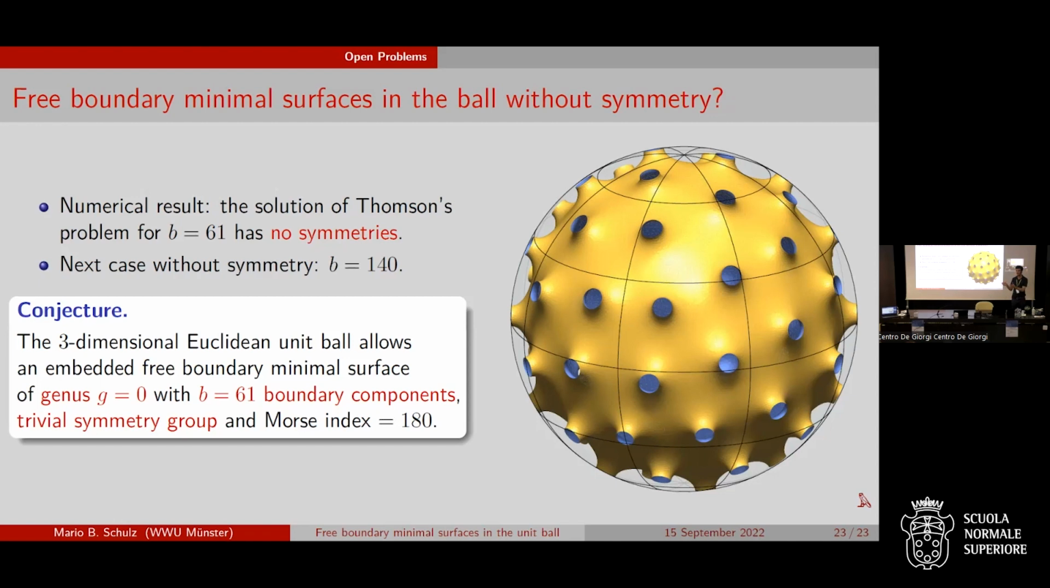Yeah, because it corresponds to that Thomson configuration. But only for 61 boundary components. And the next case without symmetry would be 140. And all the other cases in between would have some symmetry or another. And with this conjecture, I would like to end the talk. Thank you very much.